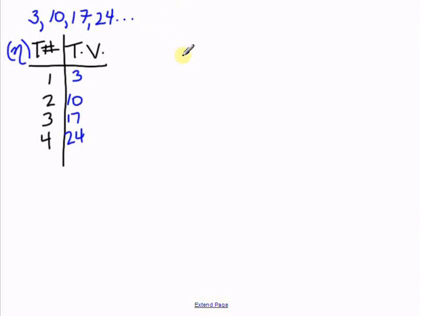Okay, so like I always mention, it's good for us to identify what the pattern rule is in words. So I'm going to start at 3. And then let's see, how much are we going up by here? To get from 3 to 10, I'm adding 7. From 10 to 17, again, add 7. 17 to 24, add 7.